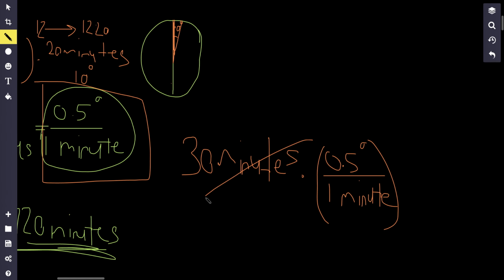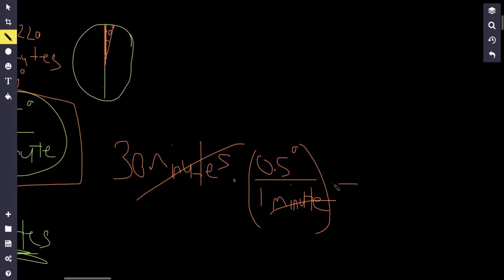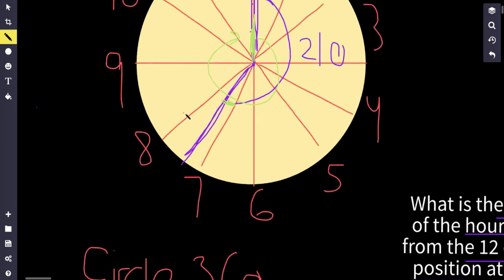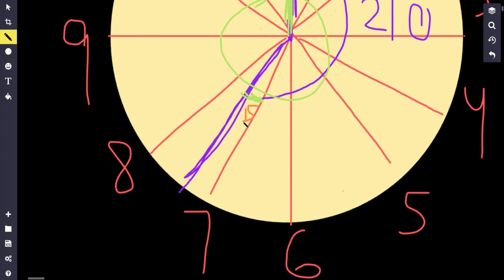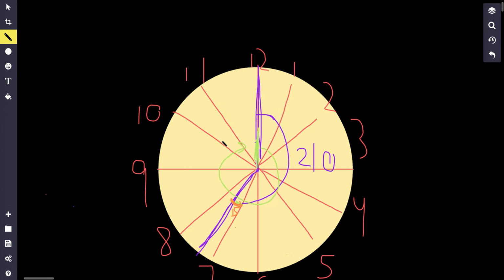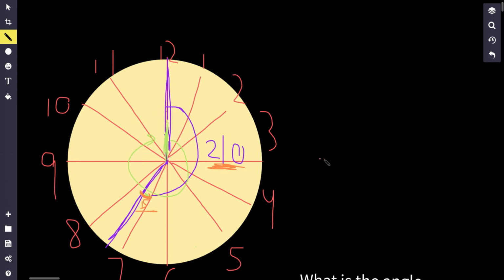And notice how the minutes cancel out, right? So you get 15 degrees. So that means that this tiny angle right over here that we've now calculated is 15 degrees. So this whole big angle right over here is just going to be 210 plus 15, which is just 225.